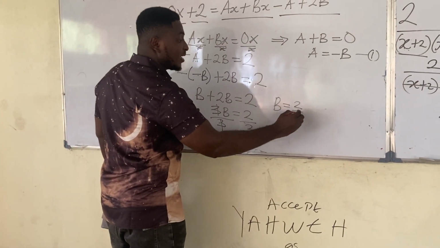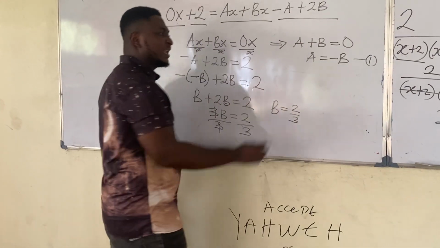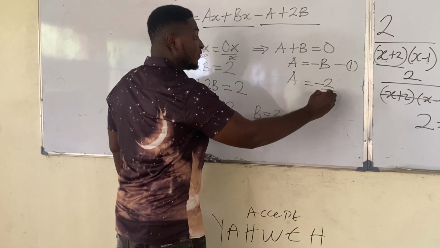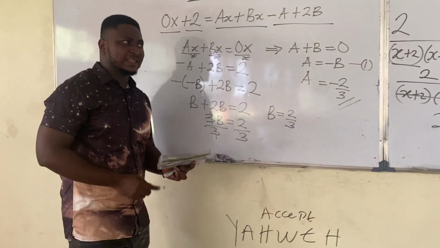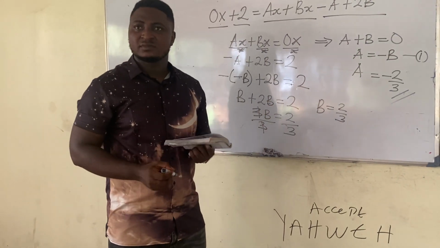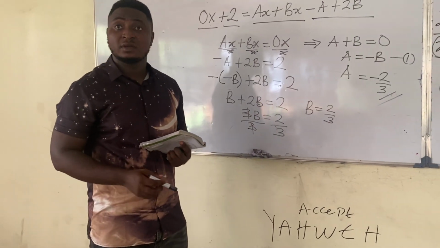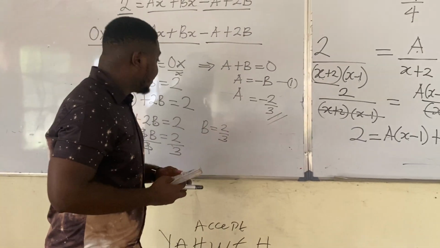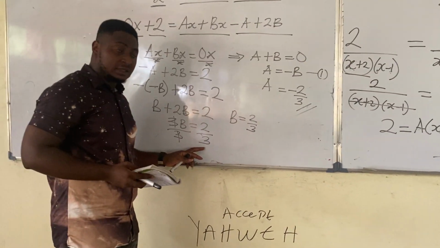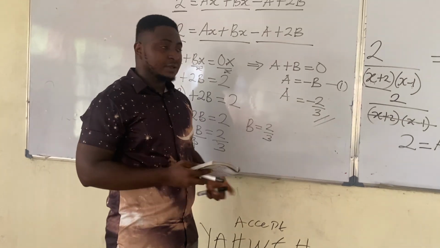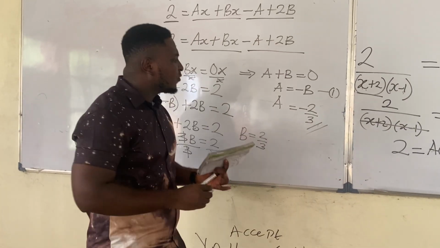So that b is 2 over 3. Class, if b is 2 over 3 and a is minus b, what must be a? A is minus 2 over 3. So b is just 2 over 3, and by the time you say a equals minus b, a is minus 2 over 3. Now, class, we've gotten a and b.